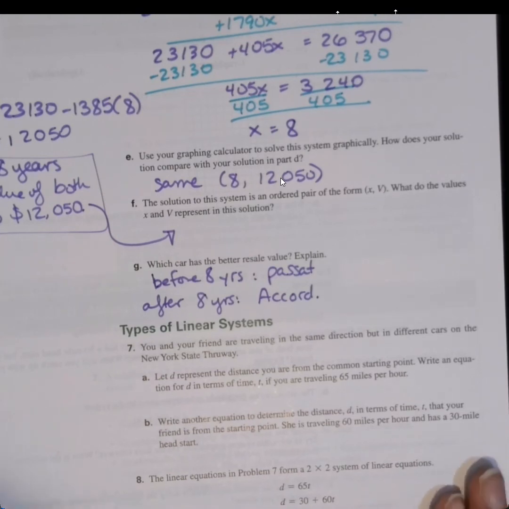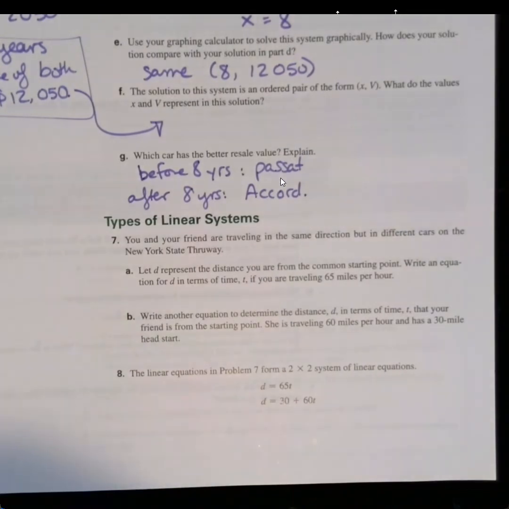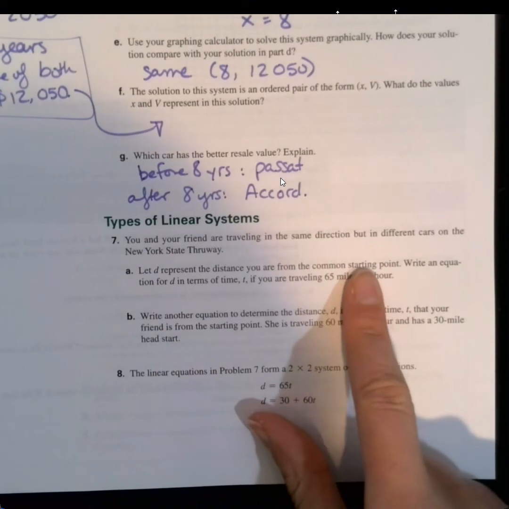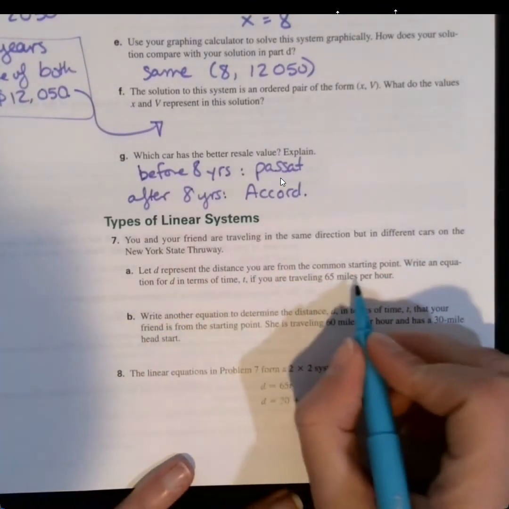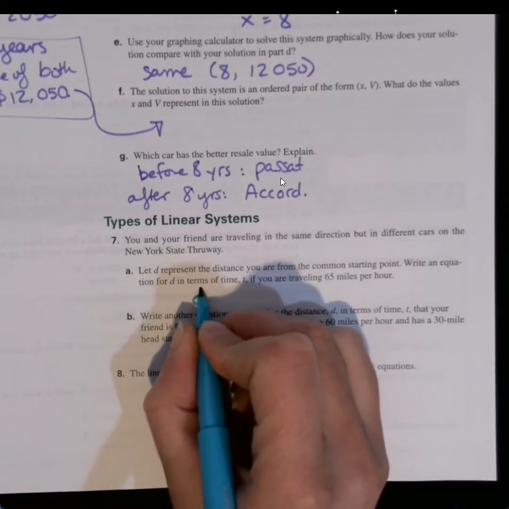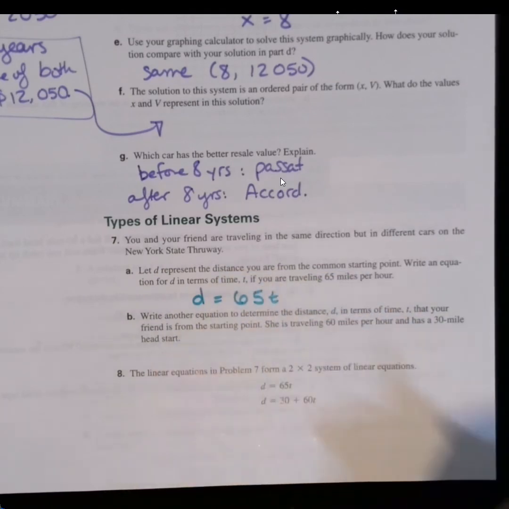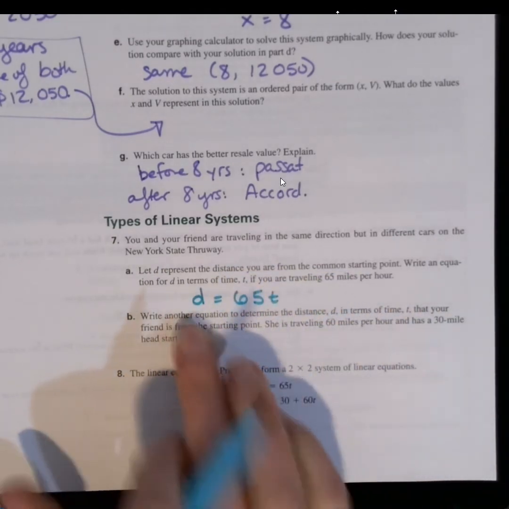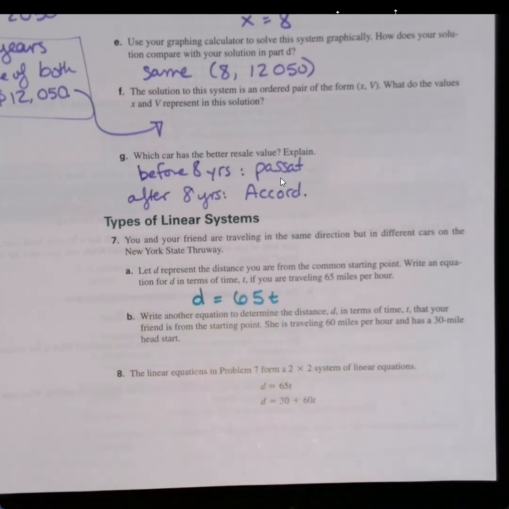Next, we've got another situation at the bottom with number 7. You and your friend are traveling in the same direction but in different cars on the New York State Thruway. D is the distance you are from your common starting point. And we're traveling at 65 miles per hour. So our distance would be 65 times our time. Multiply your speed by your time, you'll get the distance you've traveled. So 1 hour, 65 miles, 2 hours, 130 miles, and so on.